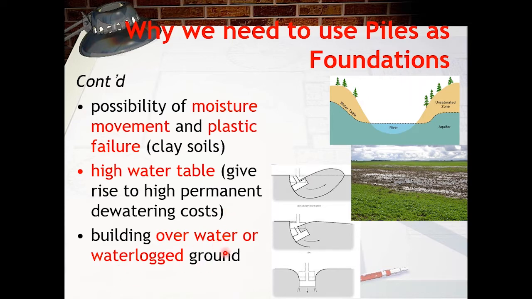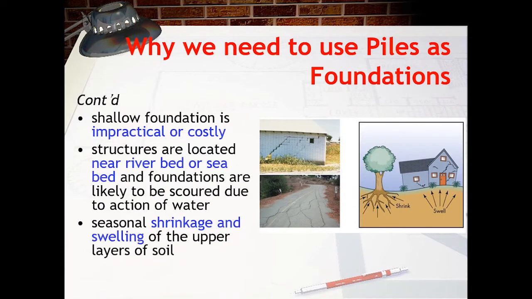And then building over water or waterlogged ground. Sebab condition tanah ni memang berair, maksudnya ada area yang berair dekat tanah tu, jadi kita boleh build dengan cara gunakan pile foundation. Next, shallow foundation is impractical or costly. Maybe because bila kita pakai shallow foundation, the foundation design akan jadi lebih besar, huge, lebih besar dan berat. Jadi akan menambah lagi cost kita. Lebih baik kita pakai pile foundation instead.